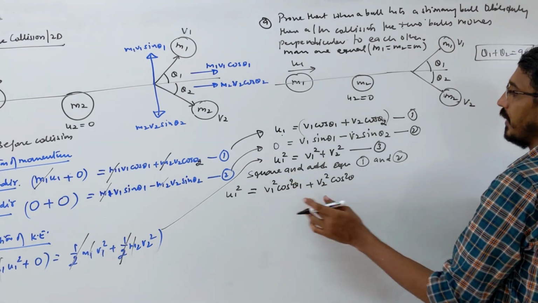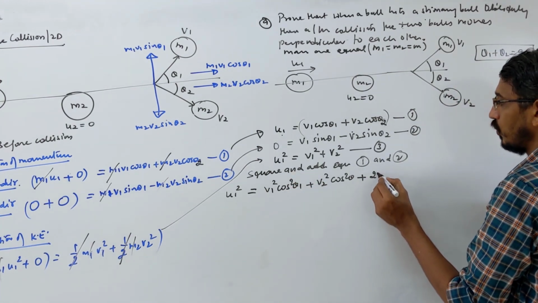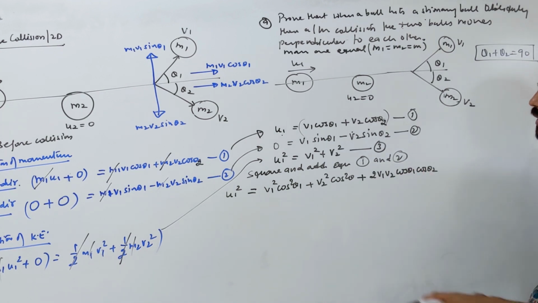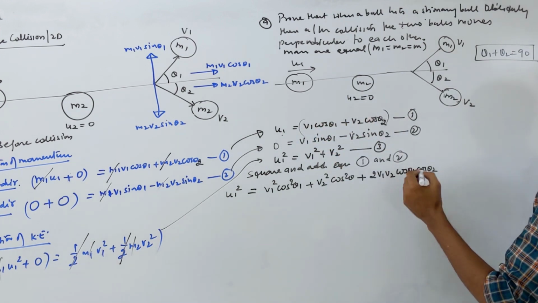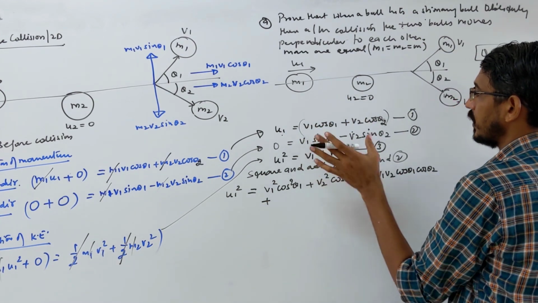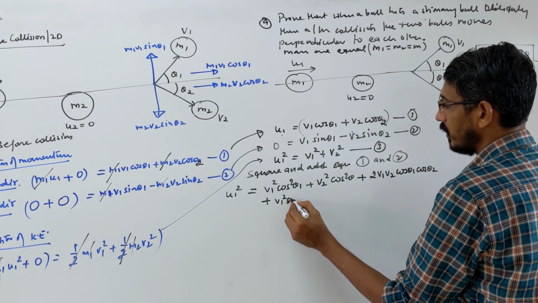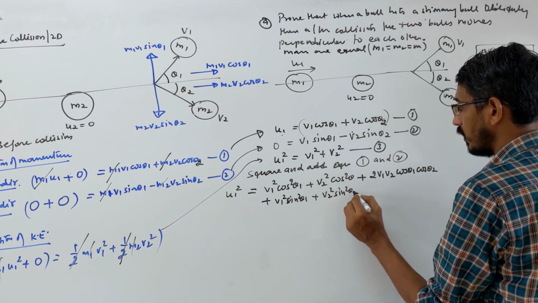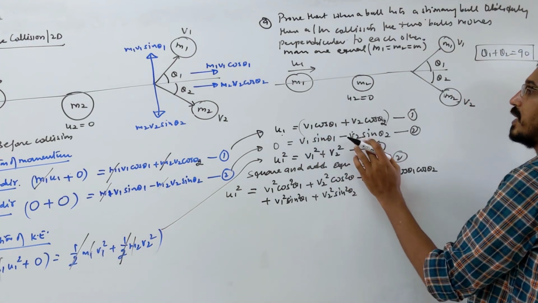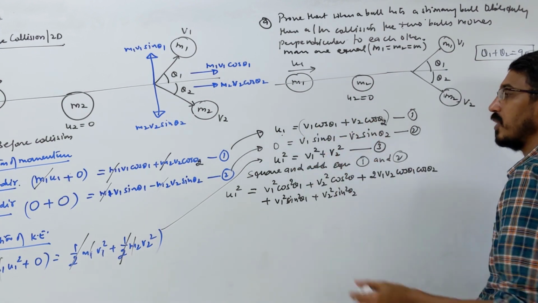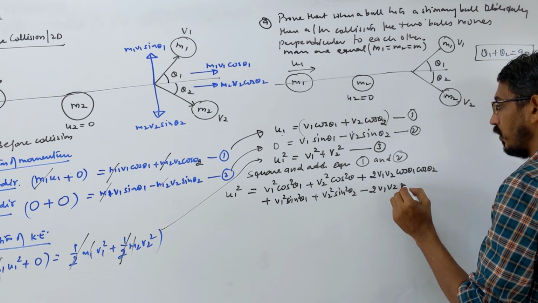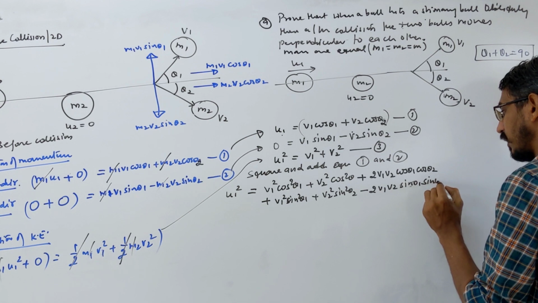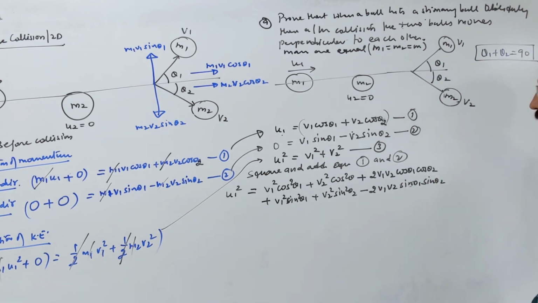Okay, squares are done, then plus 2ab, so 2 v1 v2 cos theta 1 cos theta 2. This is the square of this term. Plus, in this term we have to add the square of this term, that becomes v1 square sin square theta 1 plus v2 square sin square theta 2. And for a minus b whole square, a square plus b square minus 2ab, so minus 2 v1 v2 sin theta 1 and sin theta 2, looking like that way, right?